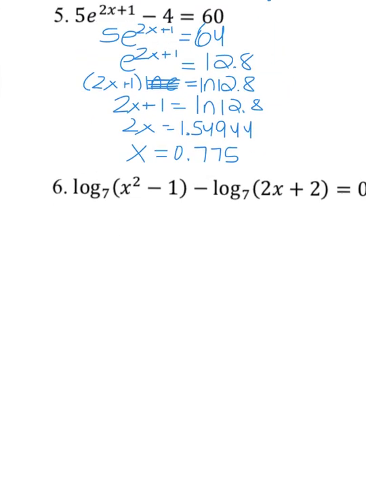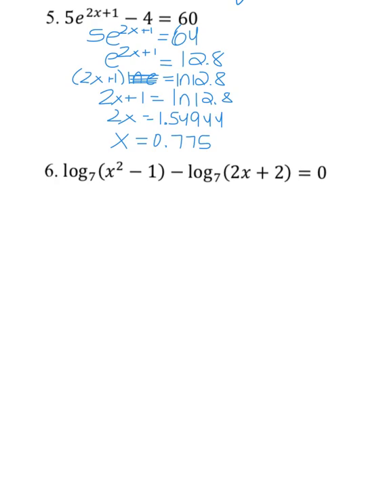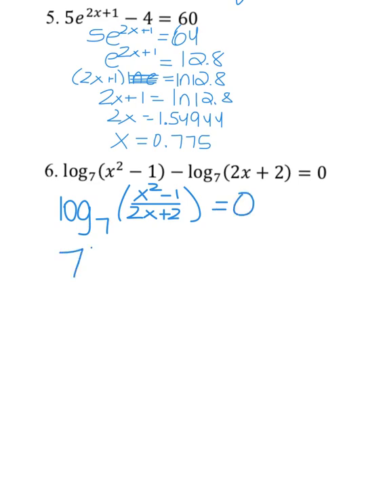And then for number 6, the log base 7 of x squared minus 1 minus log base 7 of 2x plus 2 equals 0. Condense the logarithm. So this is being divided. So it's going to be log base 7 of x squared minus 1 over 2x plus 2 equals 0. So now you're going to rewrite it as 7 to the 0 power equals x squared minus 1 over 2x plus 2.